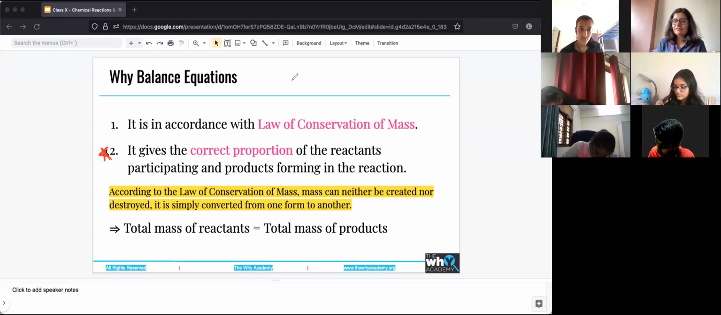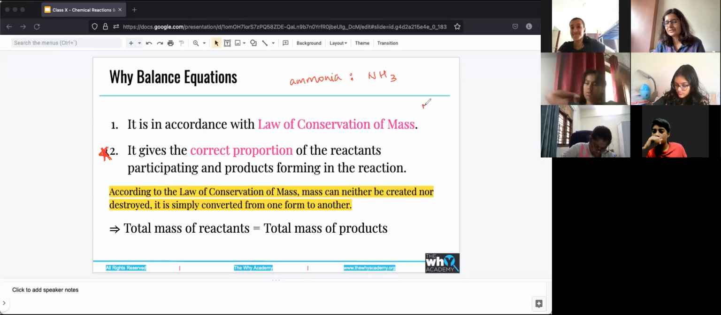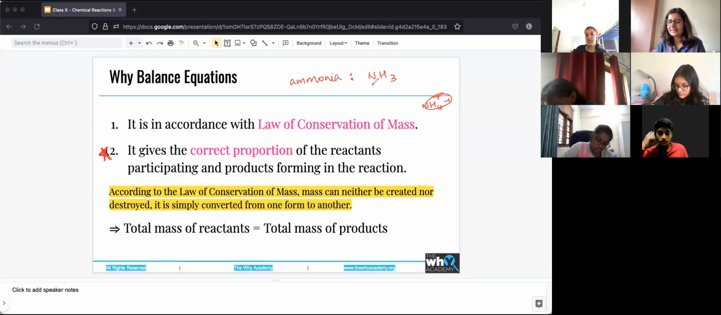Do you guys know what the formula for ammonia is? NH4. NH3. Close. H4 is the ammonium ion. So NH4+ is the ammonium ion, but pure ammonia is NH3. In order to prepare ammonia, it is prepared directly from the elements nitrogen and hydrogen. So N2 plus H2 gives NH3.